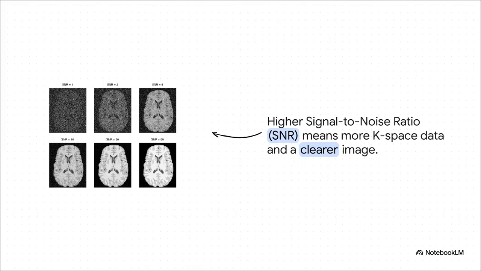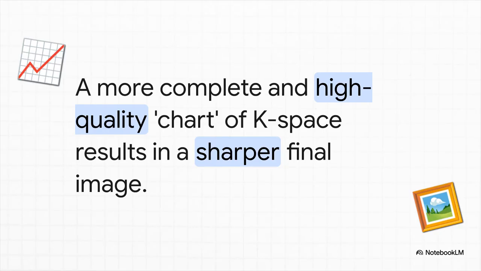And this progression here just brings the whole thing to life. Look at the image on the far left. That's an SNR, a signal-to-noise ratio, of 1. That's what you get when you've barely filled in any of K-space. It's almost pure static. But as we move to the right, the scanner is filling in more and more of that K-space map, collecting more data. You can literally watch the image emerge from the noise, getting clearer and sharper until it's crystal clear at an SNR of 50.